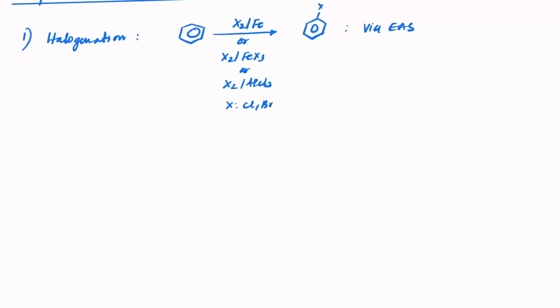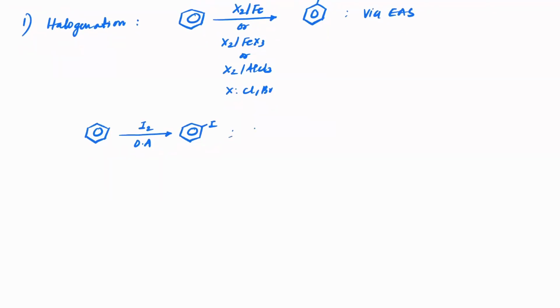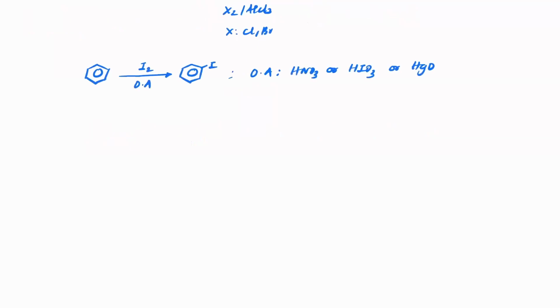Similarly, if you have benzene and you treat it with I2, this I2 has to be present with some oxidizing agent. In that case, we can get iodobenzene. This is the reaction that will take place. But the oxidizing agent has to be any one of them, HNO3 or HIO3 or HgO. This also we have learned, that any of these can act as an oxidizing agent, and that will help in making this reaction happen. Got it?